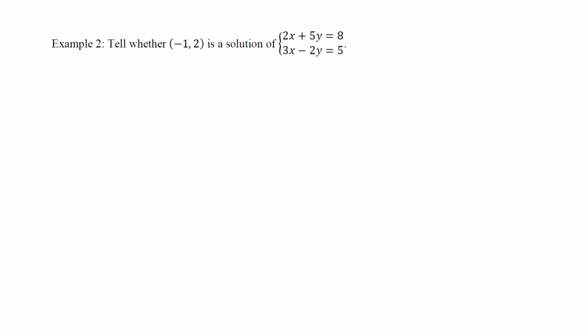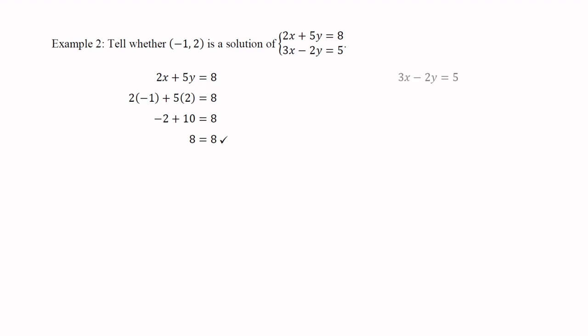So let's do another example. We're going to figure out if (-1, 2) is a solution to this system. So we're going to plug in our x and our y values. We'll do 2 times negative 1, which gives us negative 2. 5 times 2 gives us 10. Negative 2 plus 10 gives us 8. So 8 equals 8. That one checks out.